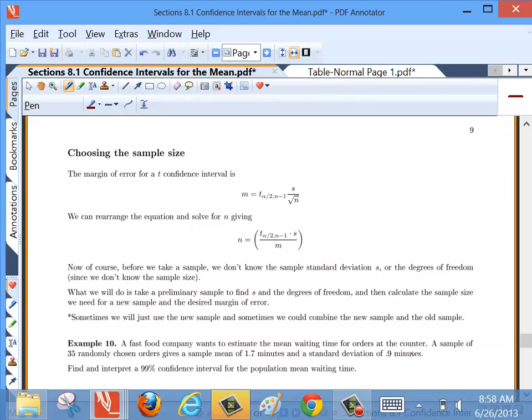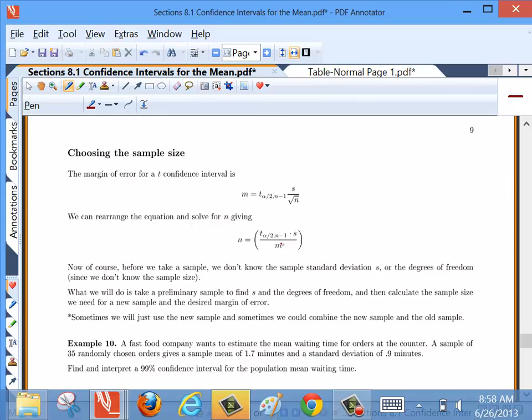So let's resume. We are talking about choosing our sample size. We talked about how to choose our sample size for our Z confidence intervals. It makes sense that you might also want to choose your sample size for your T confidence intervals. So our margin of error for our confidence interval is defined as our critical point times s over the square root of n. We can rearrange this, solve it, and see that our equation is n equals critical point times sample standard deviation over our desired margin of error.